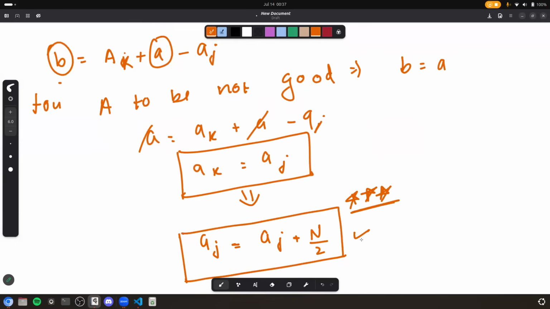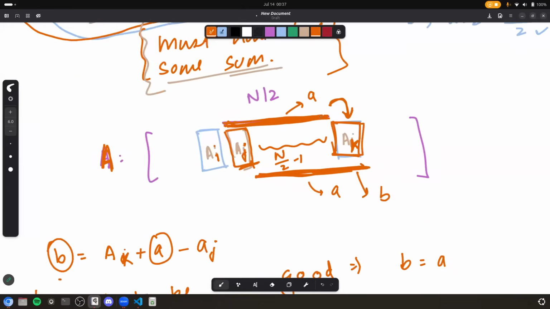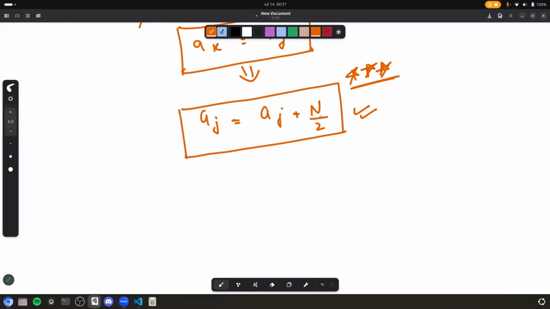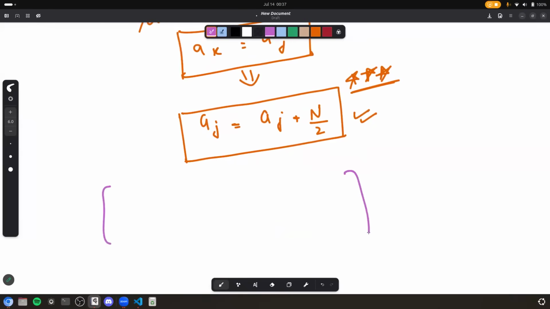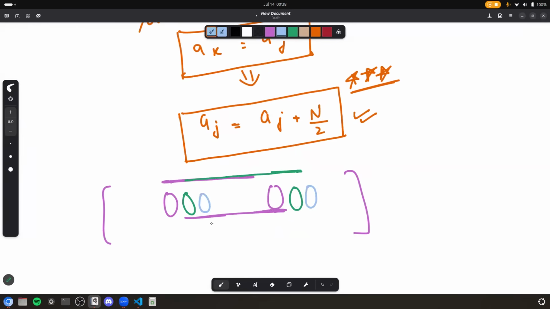Now, if this condition is true for every J, what that means is basically, let's say I had this subarray for some J, and if this element and this element are equal, then this subarray would be equal to this subarray. And now again, if this element is equal to this element, so now this subarray would be equal to this subarray. And similarly, we can keep going forward. We will get the next subarray as this.